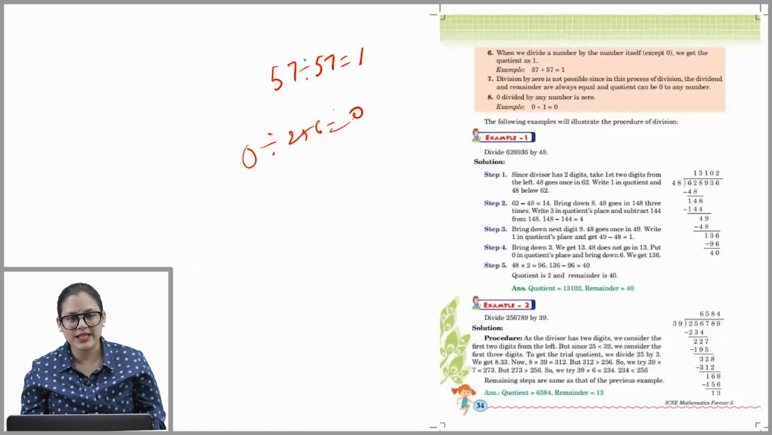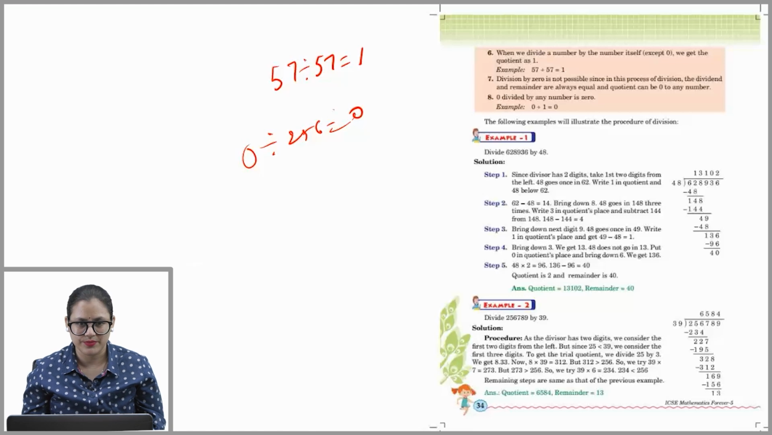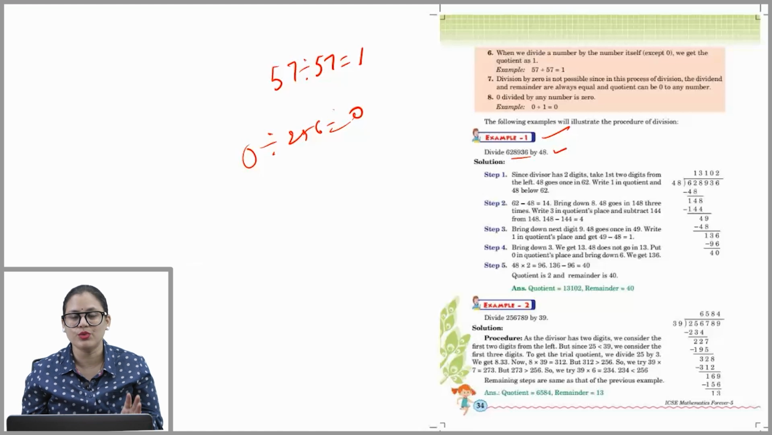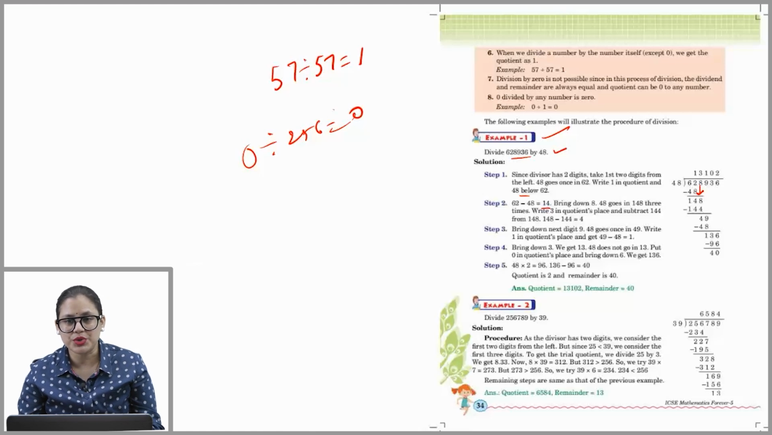Okay. The following examples will illustrate the procedure of division. Example 1, we have to divide this number by 48. So what will we do? Step 1, since the divisor has 2 digits, take the first 2 digits from the left. 48 goes once in 62, write 1 in quotient and 48 below 62. Step 2, 62 minus 48 is equal to 14. Now bring down 8 from here. 48 goes in 148 3 times, write 3 in the quotient place and subtract 144 from 148. We will get a 4.